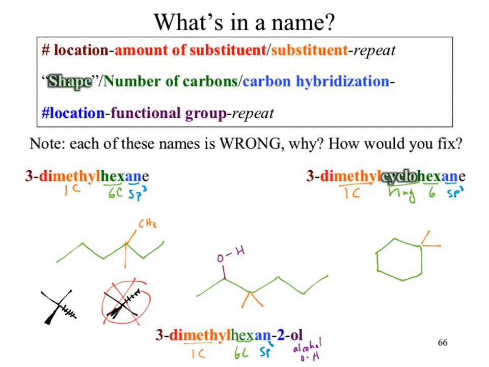What is wrong with this name? It shouldn't even say 3. 3 is wrong. Where's position 3 on this structure? Anywhere? No, it's either here or here. Your substituents on rings are by definition at position 1. So to fix this name, we could have erased the 3 and just gone dimethyl cyclohexane. That would be acceptable. More appropriately would be 1,1-dimethyl.